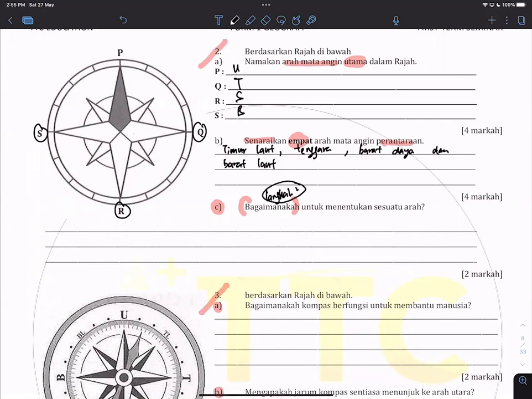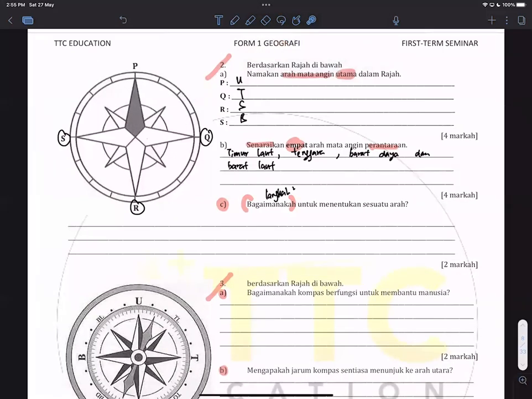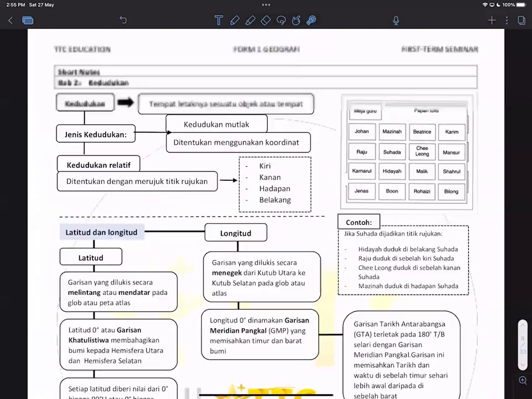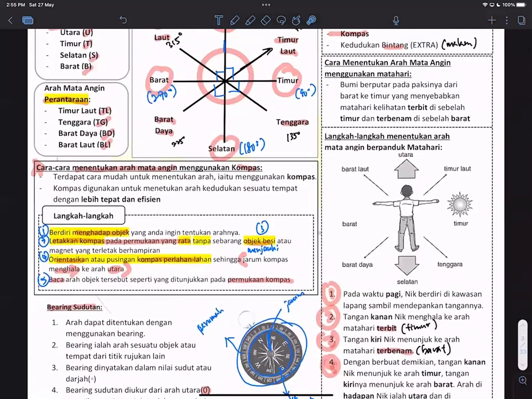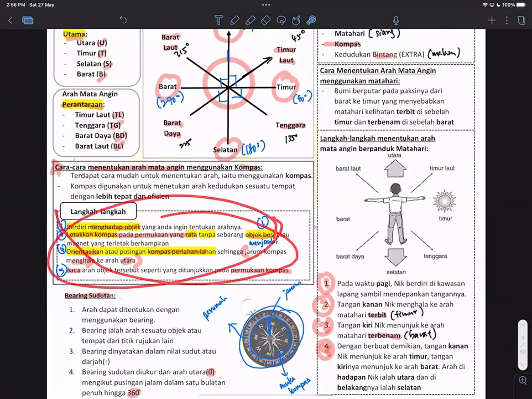Compass. So just now, how many steps from using the compass to menentukan arah? So just now we have, actually is 5 lah, but the nose is preparing for 4. 1, 2, 3, 4. It's because they are combining the second and then the third one as one sentence. Okay, so this langkah, can you guys try to memorize the 5 langkah or 4 langkah into the exam?